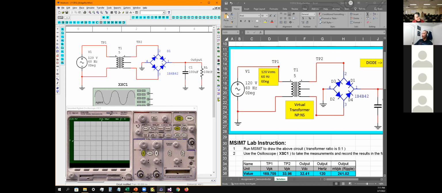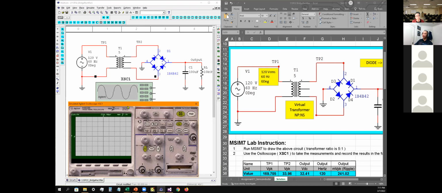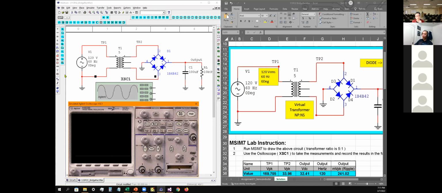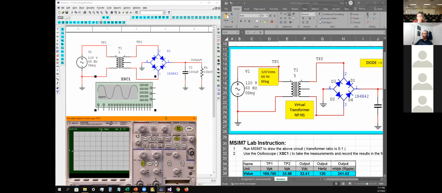So the next thing you want to do is get your oscilloscope, which is the one way at the bottom here, XSC1. Then you click on it, and if you double click on it, it will bring up this one here. Now I already turned the power on. When it first comes on, it will be a black screen. You turn the power on. Now it's on.